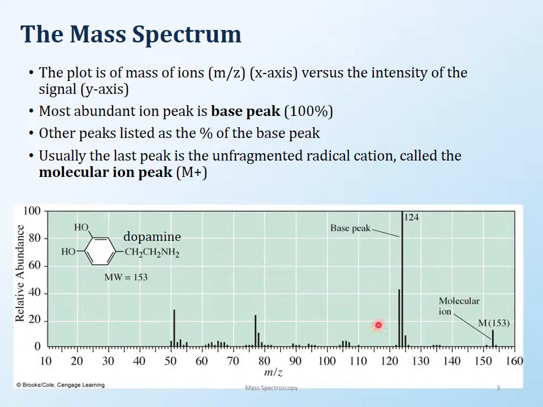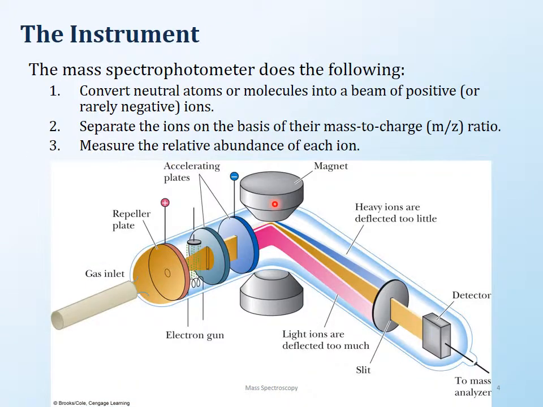So this is what a mass spec looks like. It doesn't have peaks as such as in a curve. It actually just has straight lines like this, and a lot of these little lines, which we will talk about in a little bit. This is the instrument.